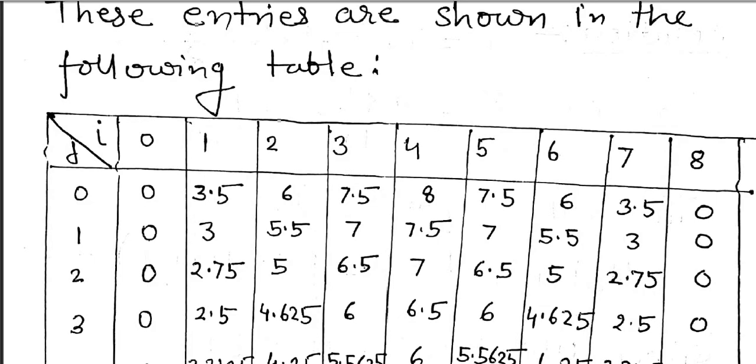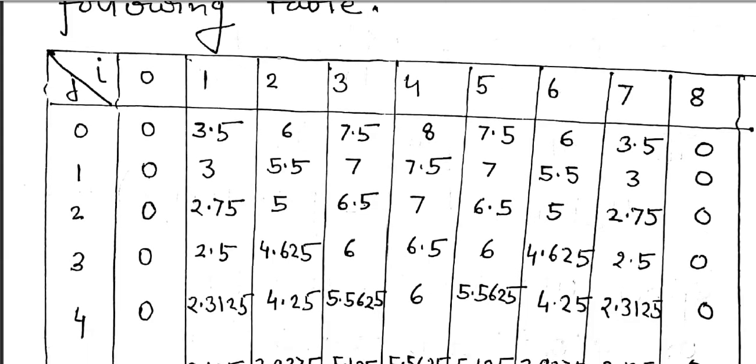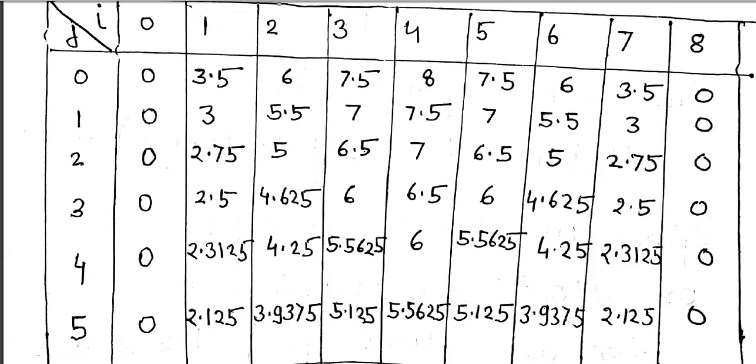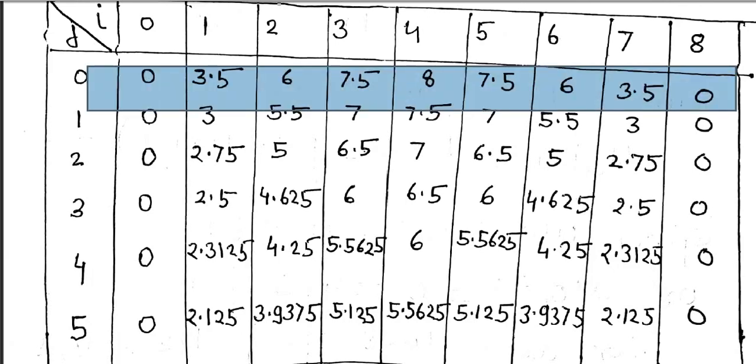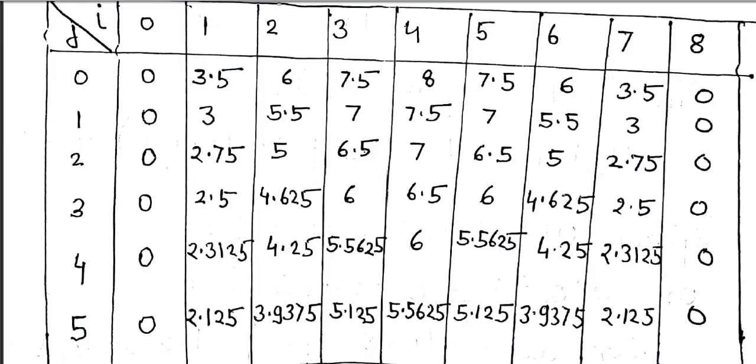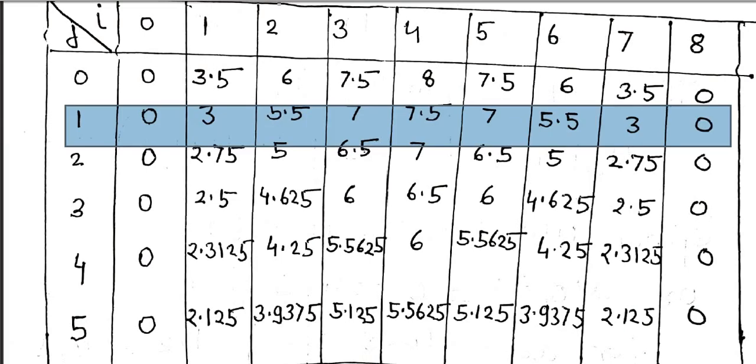Here we are taking j is equal to 0, 1, 2, 3, 4 and i is equal to 0, 1, 2, 3, 4, 5, 6, 7, 8. Then we find the entries in such a manner. For j is equal to 0, the entries are 0, 3.5, 6, 7.5, 8, 7.5, 6, 3.5, 0. Whenever in place of 0 we take 1, then the entries are 0, 3, 5.5, 7, 7.5, 7, 5.5, 3, 0.